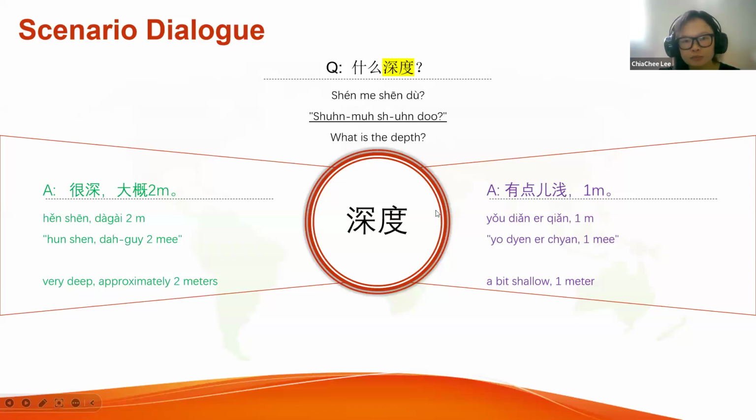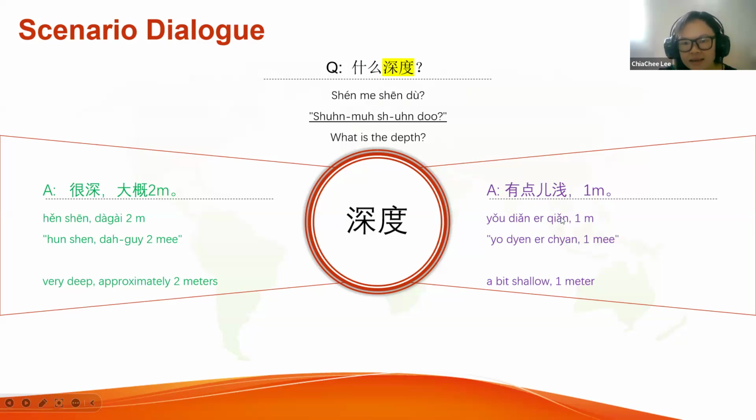So 另外一个维度 we are looking into 深度, what is the depth? Okay, so for example, we're checking on the cable pit 的电缆井, 什么深度? Then they can just mention 很深. This answer is okay, just stop there 很深. Or if they want to explain more, they might say 大概2米. Yes, we are using 量 because we are referring to meter 嘛, we are not doing counting.